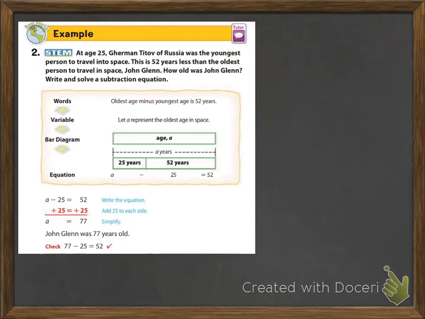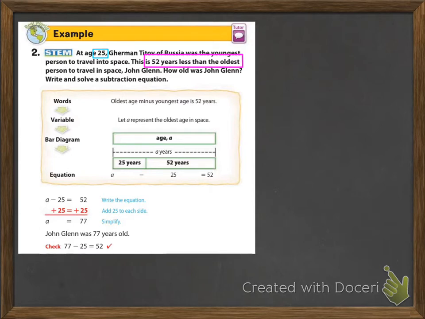So your focus in these word problems really needs to be on the word problems, because that's going to be the trickiest, where you have to write and solve the equation. So let's go ahead and take a look at this problem now. It says at age 25, German Titov of Russia was the youngest person to travel into space. This is 52 years less than the oldest person to travel in space.